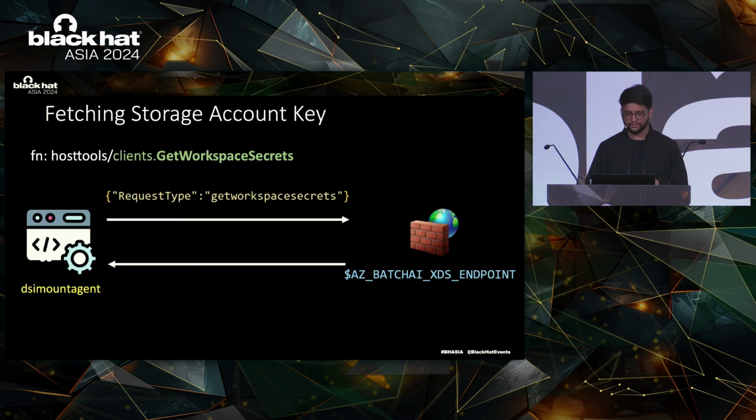Later, we come across another request which looks like this. So we have a function called get workspace secrets, where the request type is set to get workspace secrets. Just note that this binary is not open source, so we are able to find this after we have reversed the binary. And in the response, we get an encrypted form of the storage account's access key.